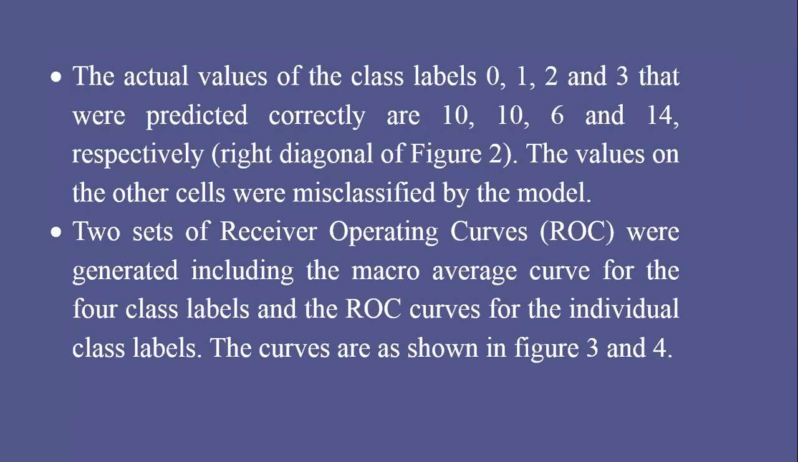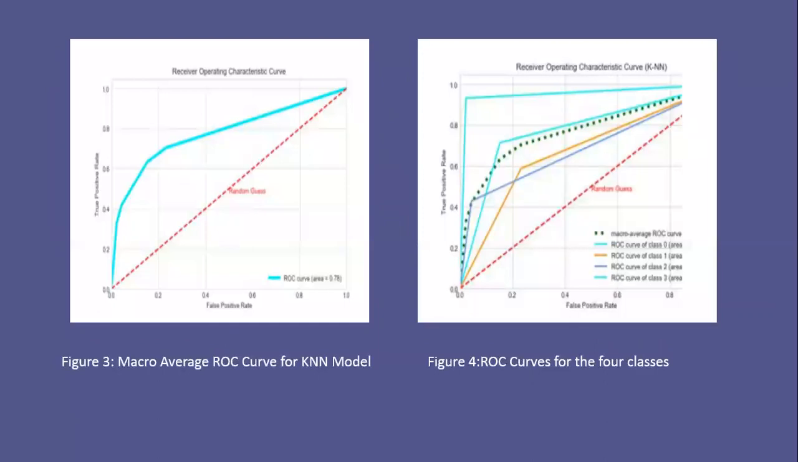The actual values of the class labels 0, 1, 2, and 3 that were predicted correctly are 10, 10, 6, and 14, as shown. The values in the other cells were misclassified by the model. Two sets of receiver operating curves were generated, including the macro average curve for the 4 class labels and the receiver operating curves for the individual class labels. These curves are shown in figure 3 and figure 4.